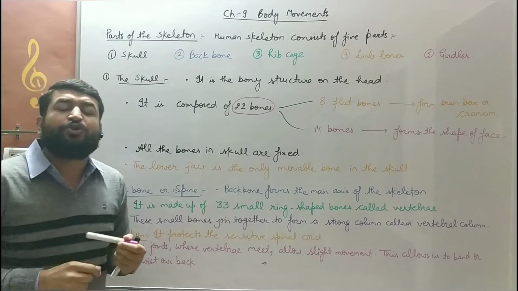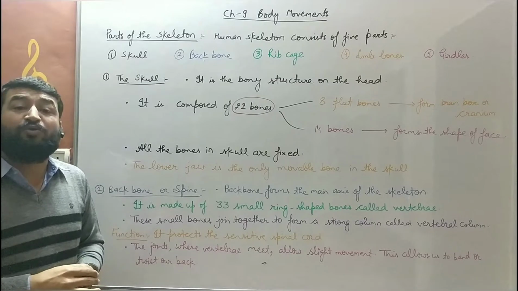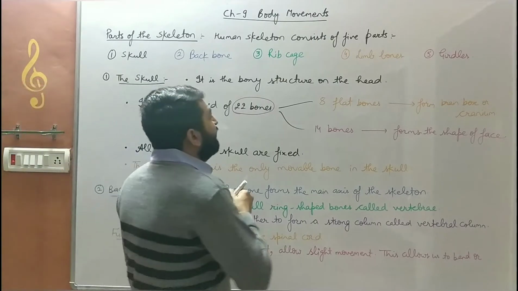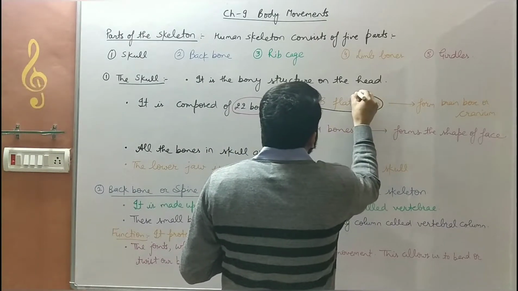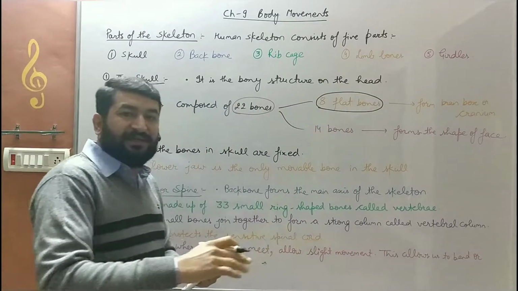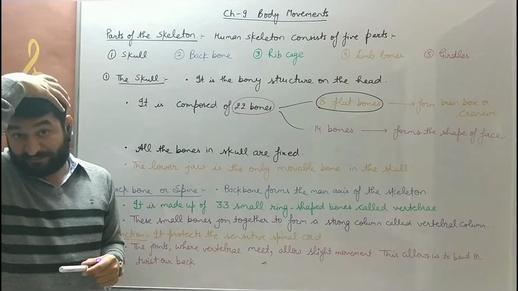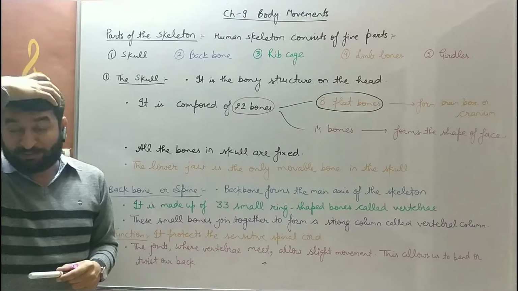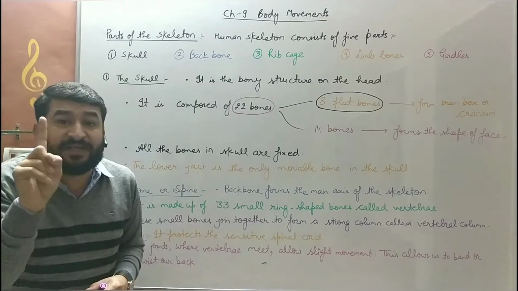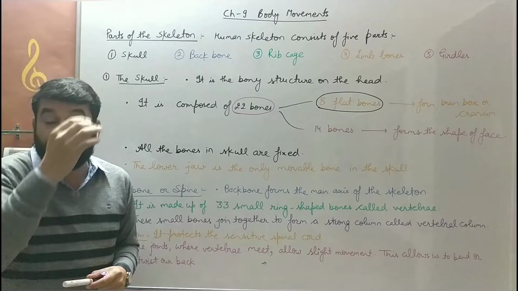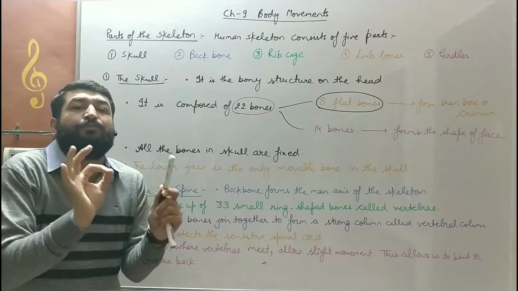In the skull there are 22 bones present, and out of those 22, 8 are flat bones, completely flat. They form the brain box or cranium, this one. But if we touch it from the outside, it appears as a single bone. It is not a single bone. It is the combination of a total of 8 flat bones.